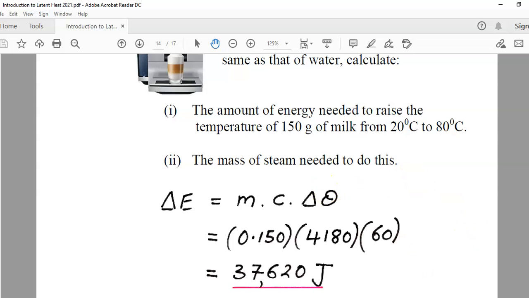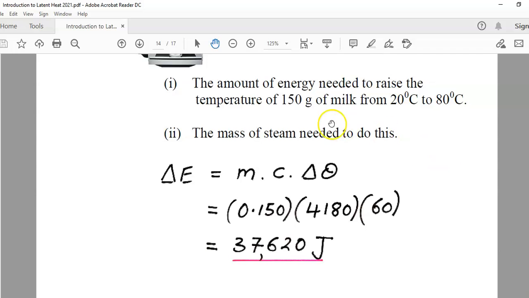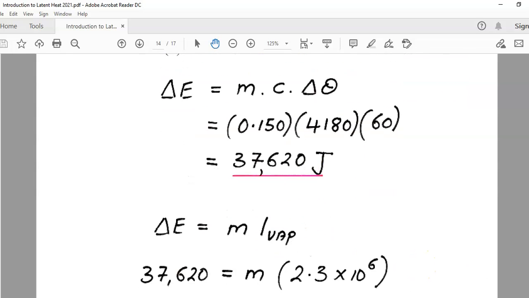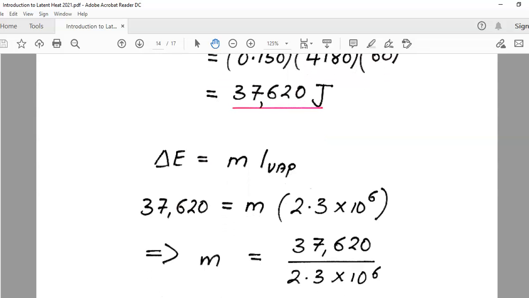Well, the energy needed to rise the temperature of that much milk from there to there is no change of state, so we use this formula, the mass of the milk, the specific heat capacity of milk, same as water. I wonder, is that true? And rise in temperature of the milk, 20 to 80, 60. So we want to rise the temperature of the milk by 37,620 joules. Now, this energy is supplied to the milk by steam. So let's just look at that part of the question. Well, the steam.